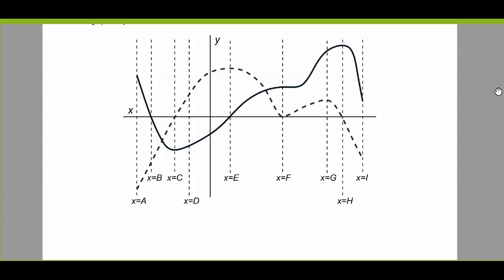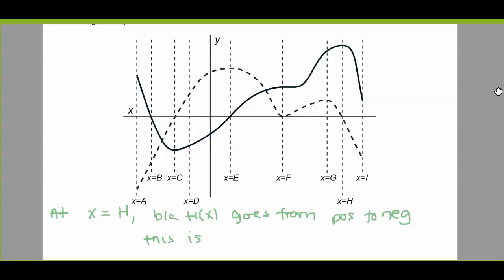So we could say something similar. We could say at x equals h, because h of x goes from positive to negative, this is a, and you could say relative instead of local, max of g of x. So in order to be a max of the function, you have to describe the positive or negative behavior change of the derivative.